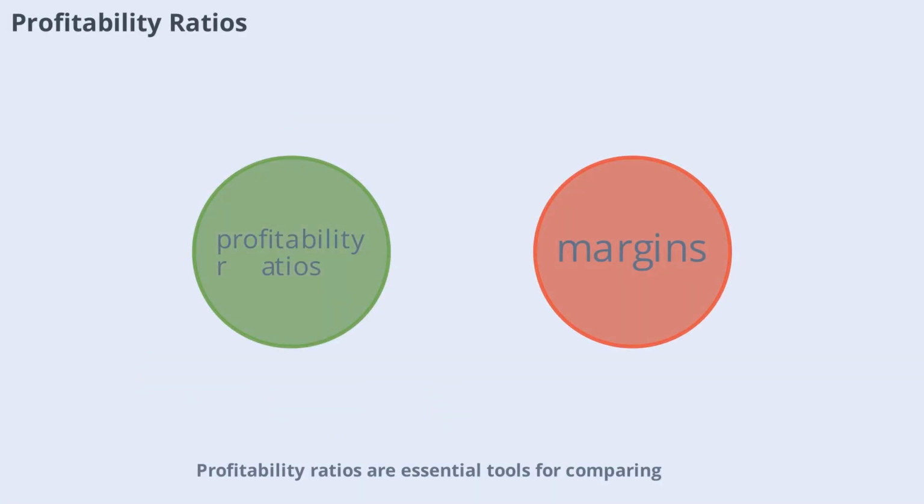Profitability ratios are essential tools for comparing your business's performance over time or against competitors. Common ratios include gross margin, operating margin, and net margin. These ratios express profits as a percentage of revenue, making it easier to spot trends and benchmark results. By regularly tracking profitability ratios, you can identify strengths and weaknesses in your business model. Next, we'll look at how to calculate these ratios and interpret their meaning.